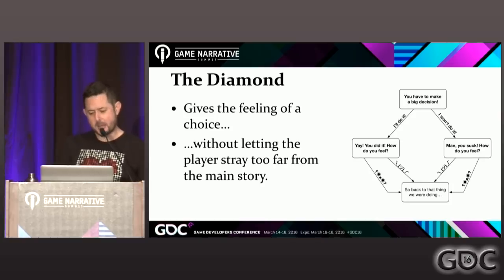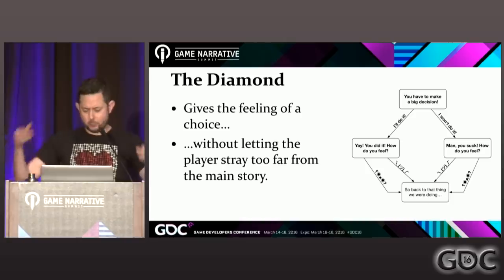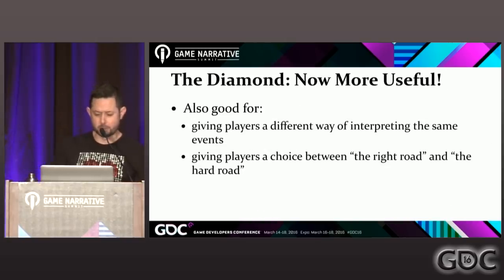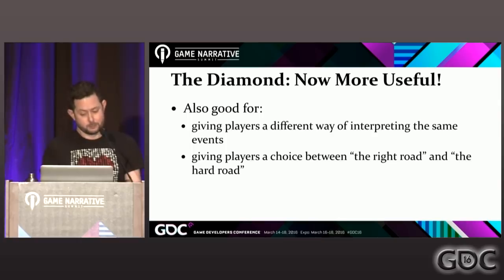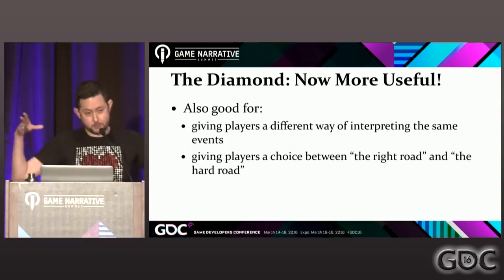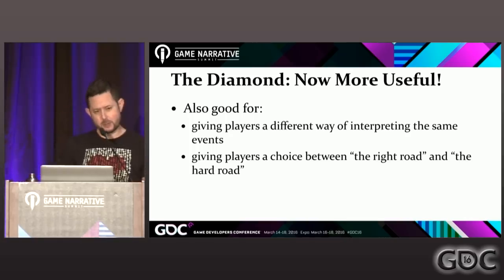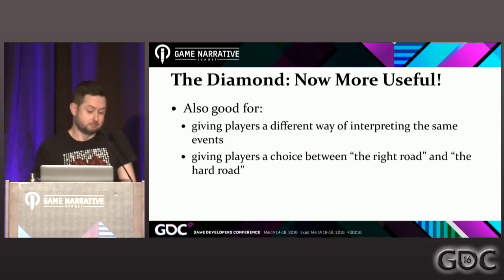But I bring up the diamond because even though it seems like kind of an obvious loop back technique and a time saver, it's often underappreciated for the things you can do with it, such as giving the player a different way of interpreting the same events, or giving players a choice between the right road, if you believe in having a right road in your story, and the hard road. So maybe you're trying to make a fail-proof game. Maybe you don't believe in having the death thing going on in your games. Or maybe you want to go back to the days of Infocom and infinite saves and restarts. I wouldn't mind that.